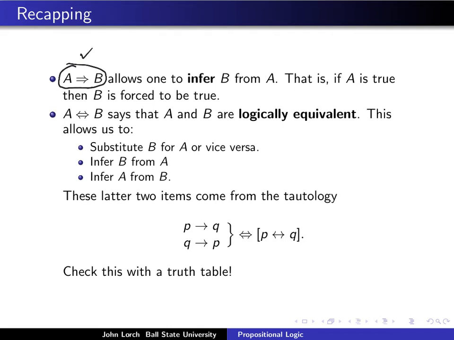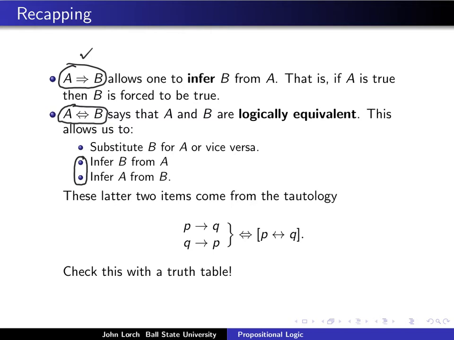Now, on the other hand, this tautology A if and only if B says that A and B are logically equivalent, okay? So that means that any place we see A, we can substitute B for A, or vice versa, without losing anything, right? A and B are, from a logical standpoint, equivalent statements. So we can also infer B from A, and we can infer A from B.